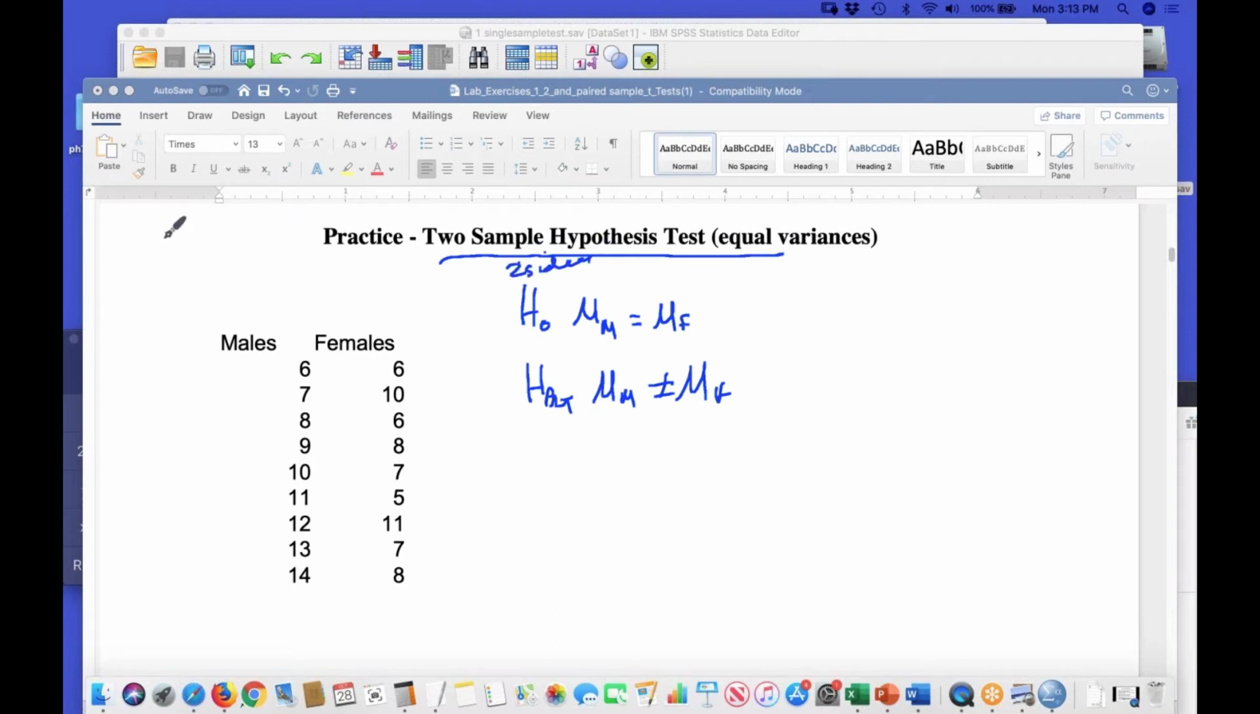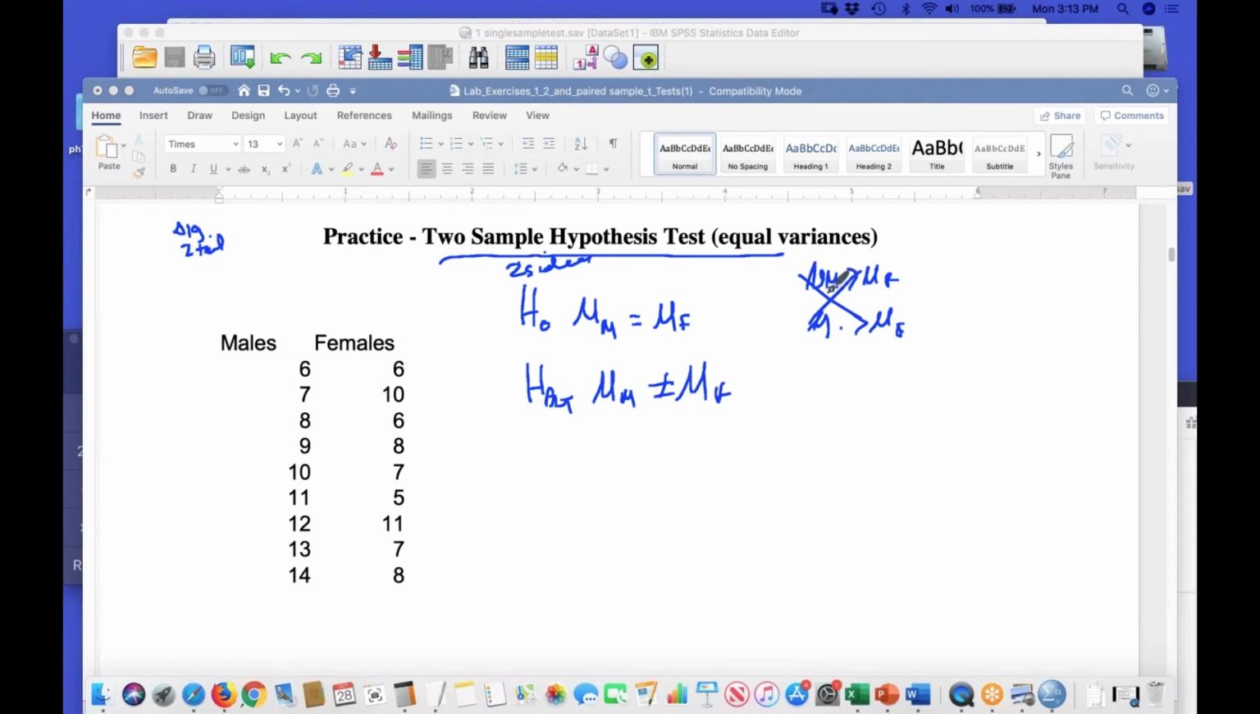You might have noticed that in SPSS it said significance 2-tail. And the reason for that is we're not prejudging whether or not the mean for males is greater than the mean for females, or the mean for males is less than the mean for females. We don't care about that. We just want to know if it's different. So we're not going to prejudge that.